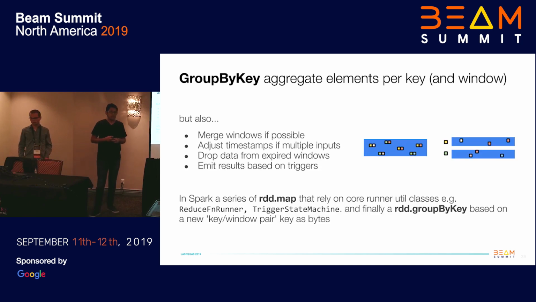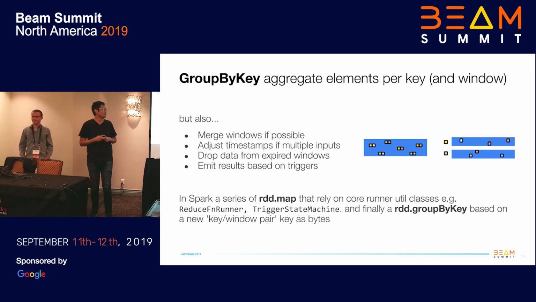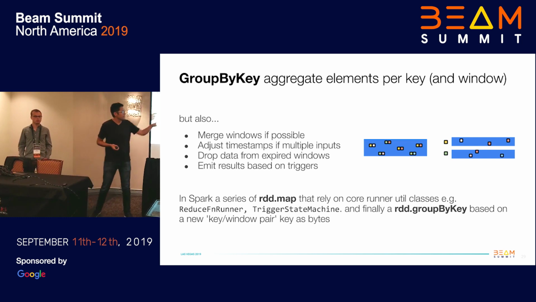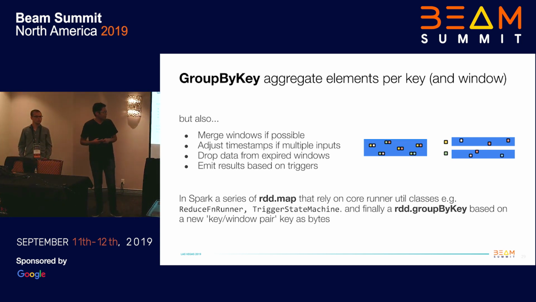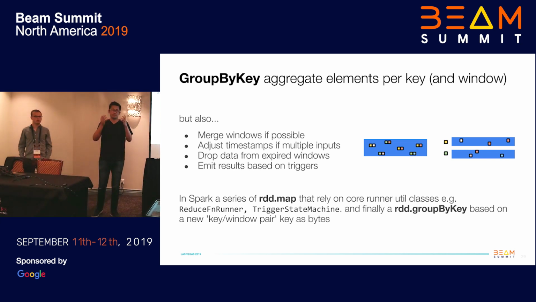Then we have the GroupByKey transform. And again, this is another one where things are not just group by key. There are some more things that happen. When we group by key, we actually need to do more when we have event time, to be coherent with all these event time computations of the model. So we have to merge windows if we can. We have to adjust timestamps if we have multiple inputs, for example. Really interesting, we have to drop data that is expired, because it doesn't make any sense to move data into a different place if it's already expired. So it's not just group by key. And also we have to decide whether we emit the results or not based on the trigger configuration. In Spark, this is done by a series of maps and some internal utility classes that are part of the Beam runners' core module.